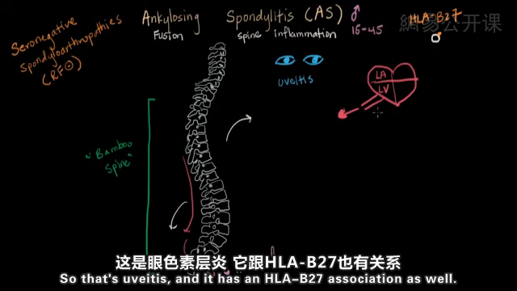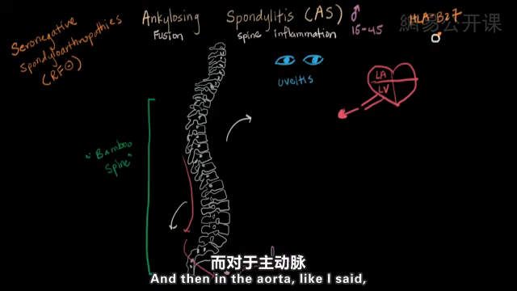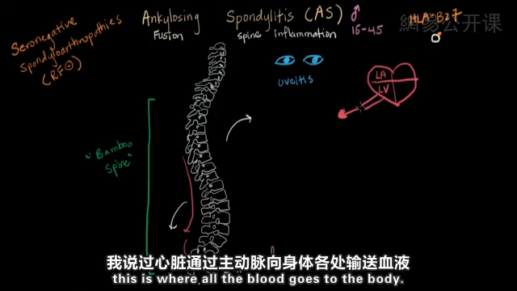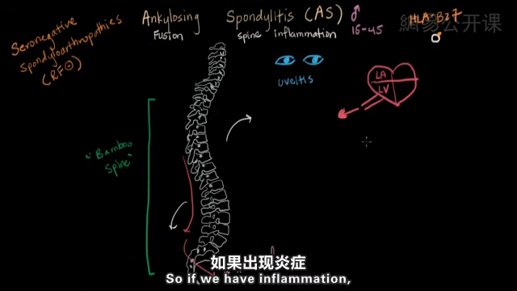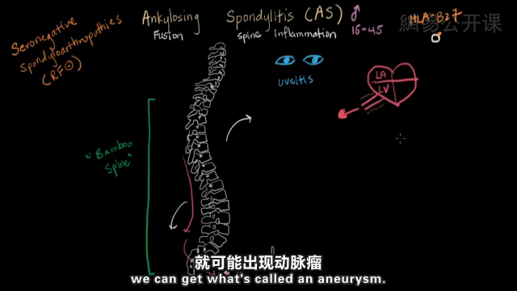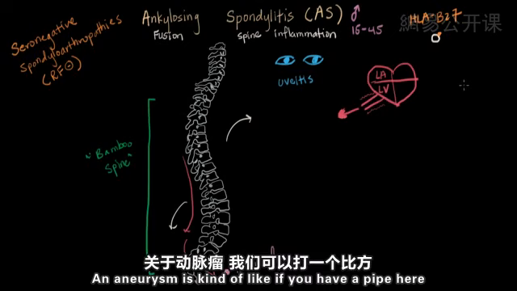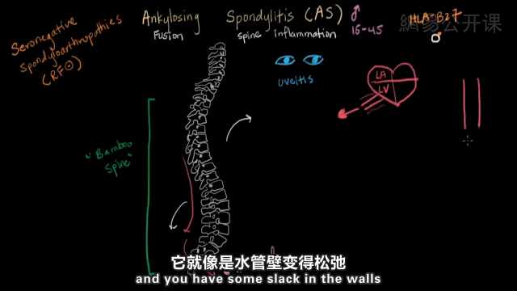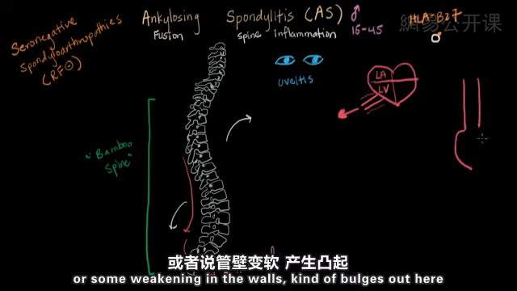So that's uveitis, and it has an HLA-B27 association as well. And then in the aorta, like I said, this is where all the blood goes to the body. So if we have inflammation in the walls of the aorta here, we can get what's called an aneurysm. An aneurysm is kind of like if you have a pipe and you have some slack or some weakening in the walls, it kind of bulges out here.